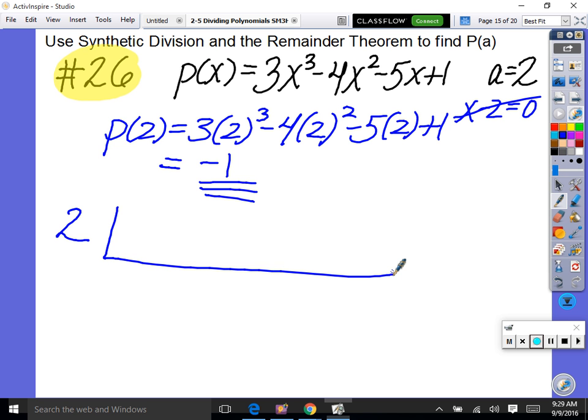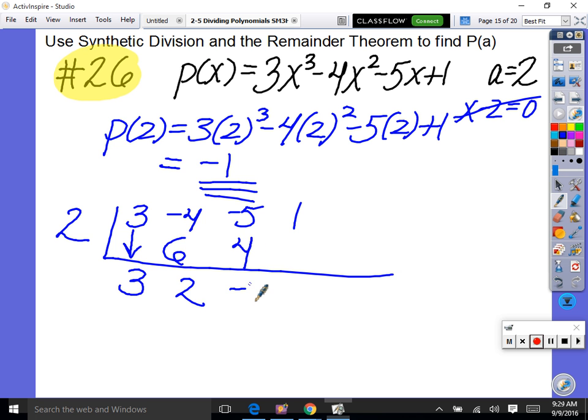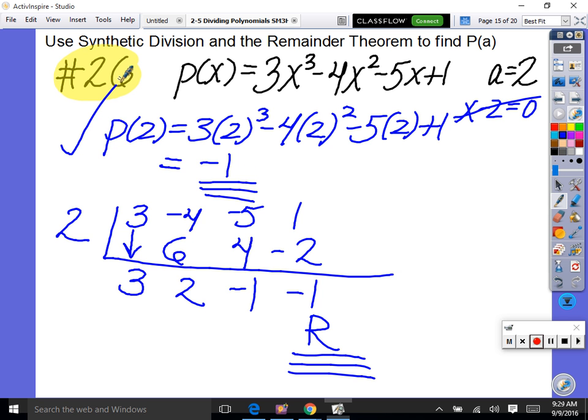Let's go through our process. We put a 3 in, a negative 4, a negative 5, a 1. Drop 3 straight down. 3 times 2 is 6. Add straight down is 2. 2 times 2 is 4. Add straight down is negative 1. Negative 1 times 2, negative 2. Add straight down is negative 1. Oh, our remainder was P of A. So we've shown that that works. Do you see how that works?